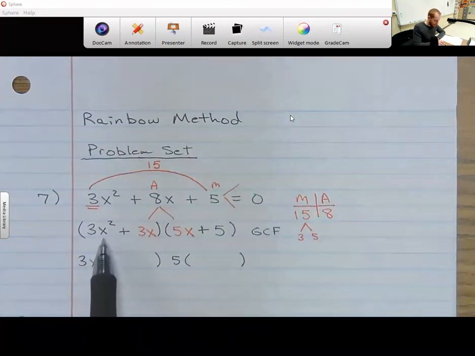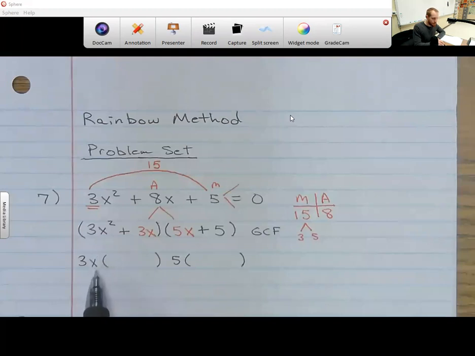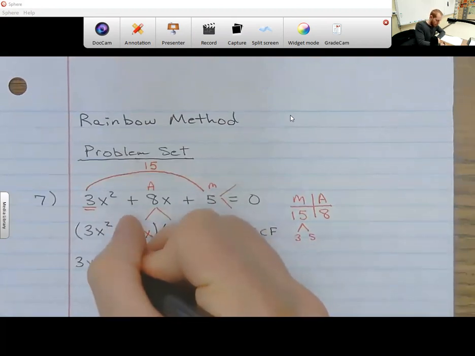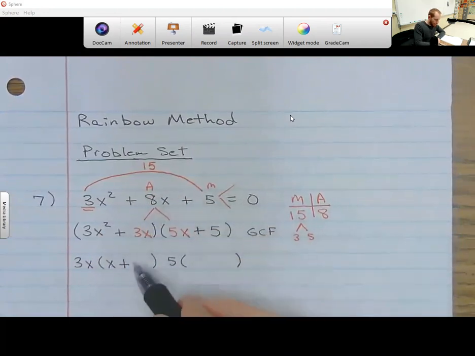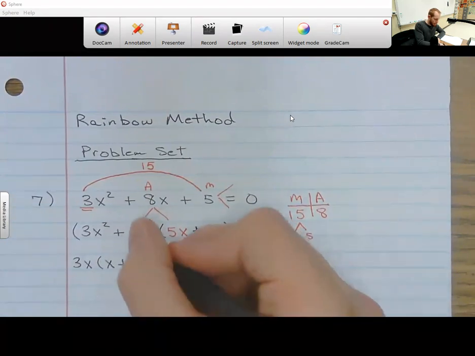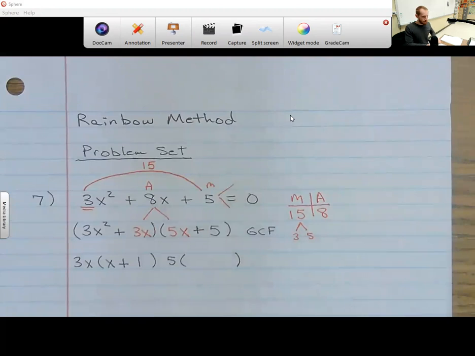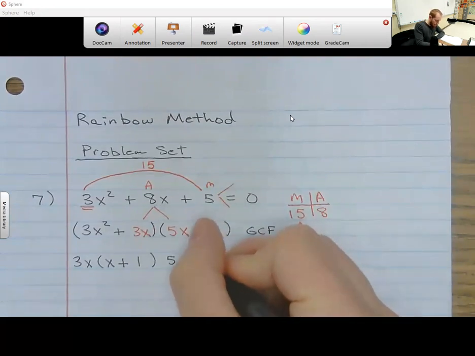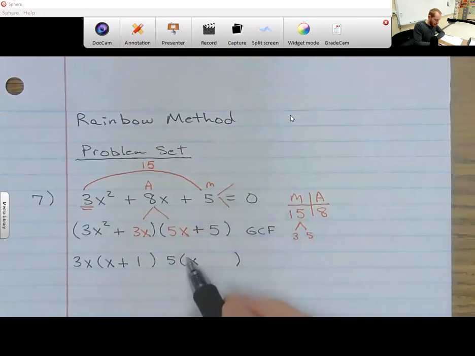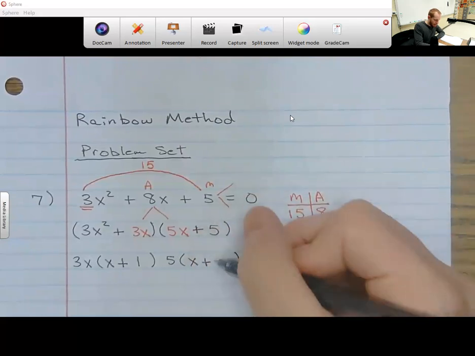Well, to get back to x squared, I'm going to need another x. If I want to have 2 x's, I need an x right here and an x right here. So the x is going to go here. I bring down my plus sign, and then I need a placeholder 1. So x plus 1 is going to go on the inside. Over here, same thing. I need another x to go right here so that when I multiply these 2 terms together, I get 5x. I bring down my plus, and then I need a placeholder 1.